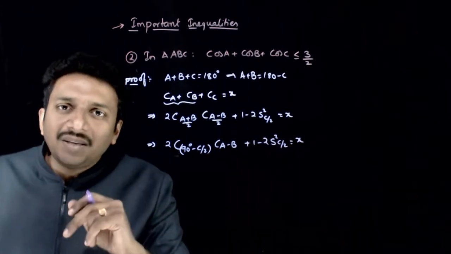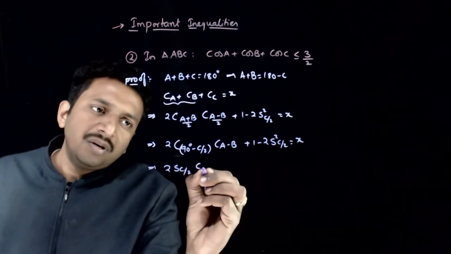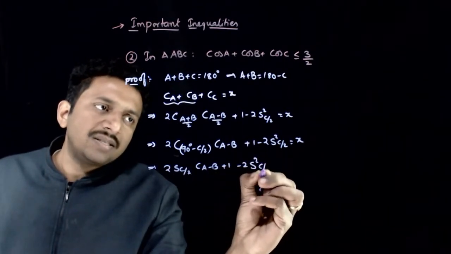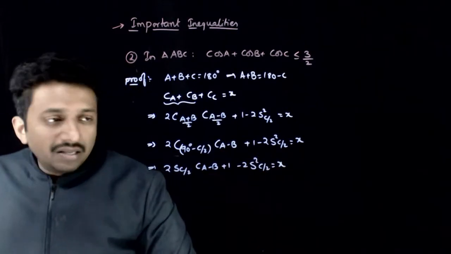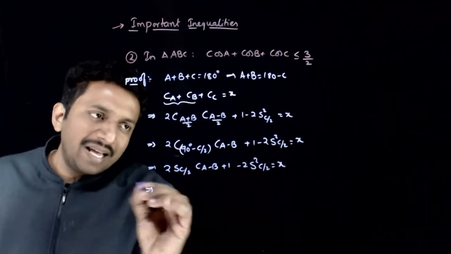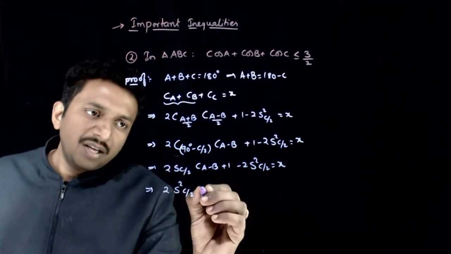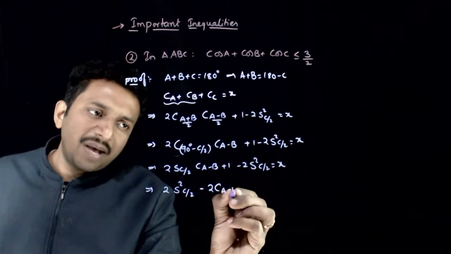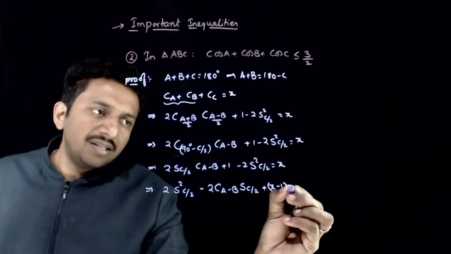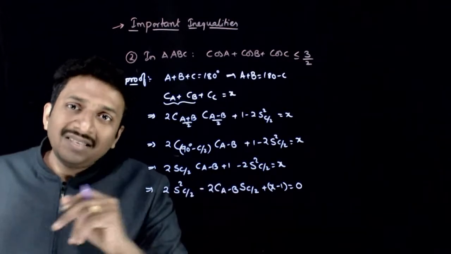So cos(90 minus C/2) is sine C/2. This implies 2 sine C/2 cos (A minus B)/2 plus 1 minus 2 sine square C/2 is equal to x. So now I'll try to convert this into a quadratic in sine C/2. This implies, if I send everything onto that side, you get 2 sine square C/2 minus 2 cos (A minus B)/2 times sine C/2 plus x minus 1 is equal to 0. So this is a quadratic in sine C/2.